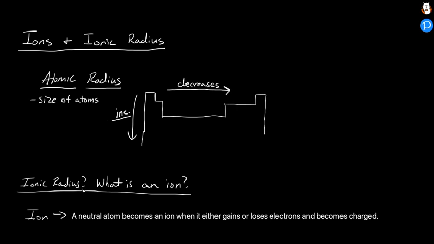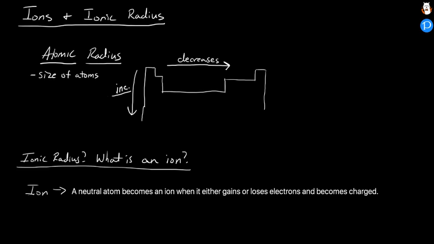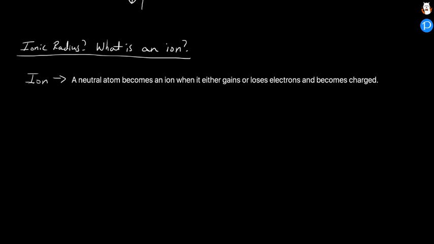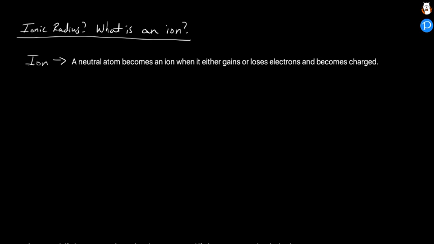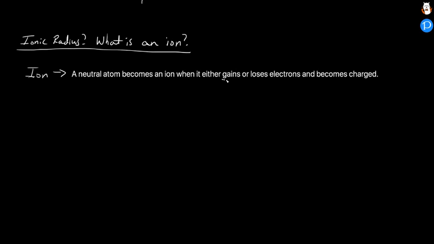And heck, for that matter, maybe you might be asking yourself, what is an ion? Well, I'm glad you asked. Let's answer that question. An ion is basically whenever we have a neutral atom that either gains or loses electrons and becomes charged. Whenever something gains or loses electrons, it's going to get a charge. It's either going to be positive or it's going to be negative. But when that happens, it is now no longer a neutral atom. It has now become an ion.